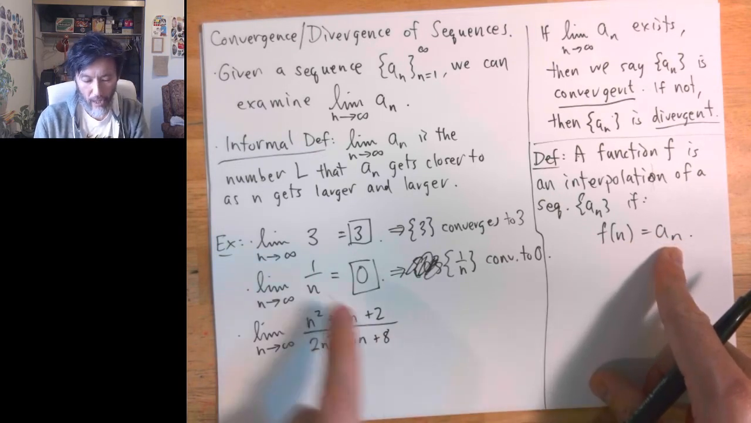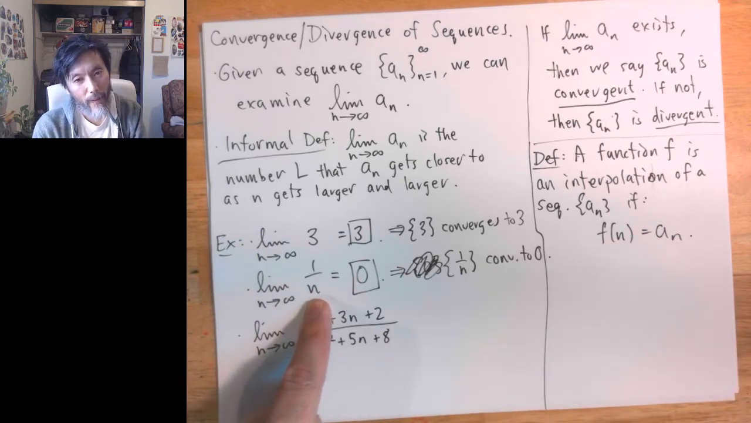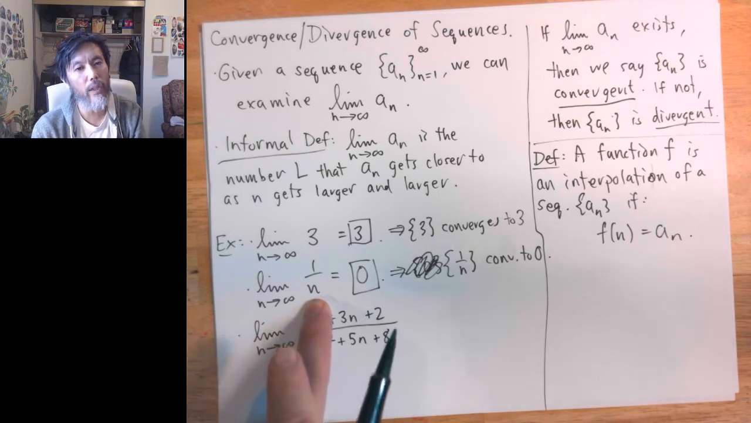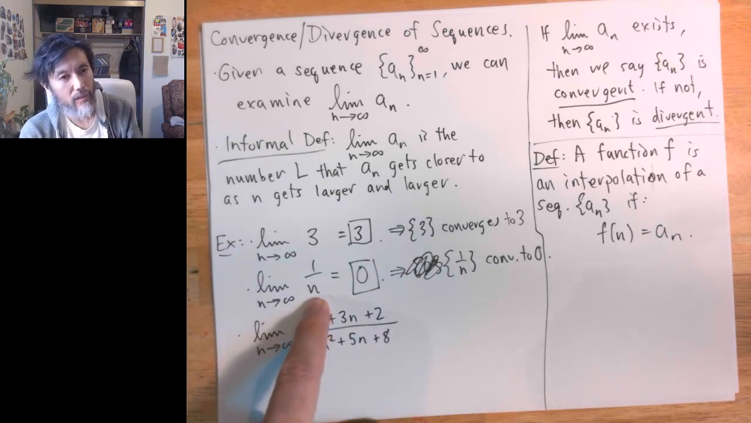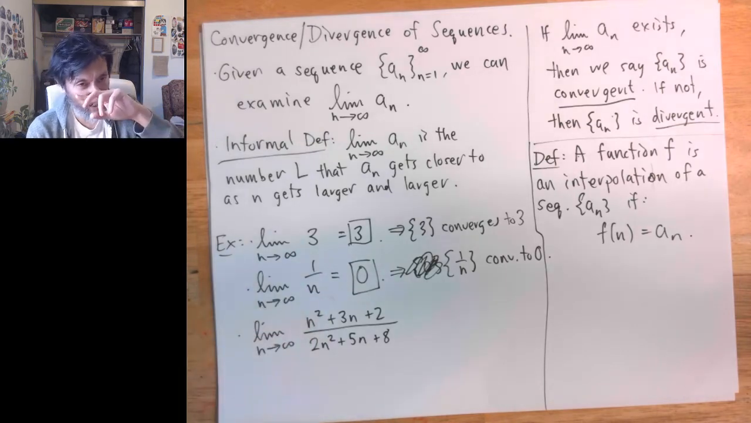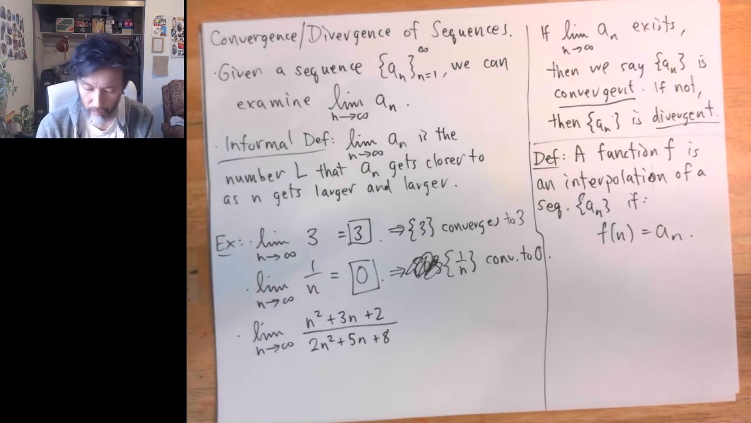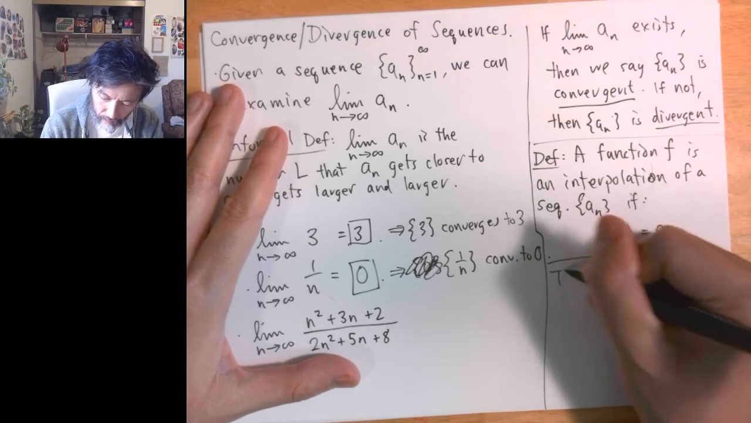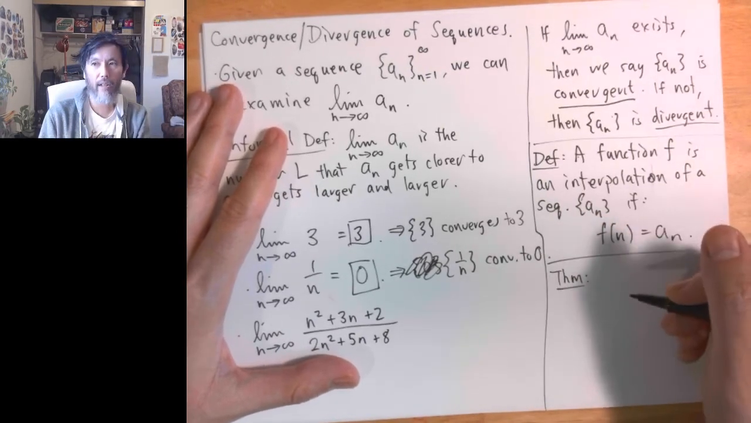So for example, if you're looking at the sequence 1 over n, an interpolating function for 1 over n would be 1 over x. F of x equal to 1 over x, I should say. And here's the theorem that I could say.